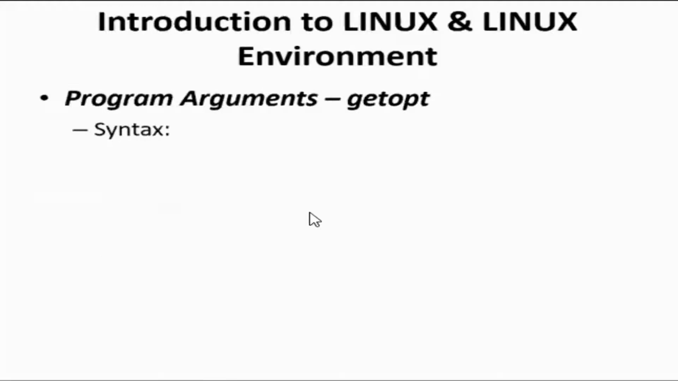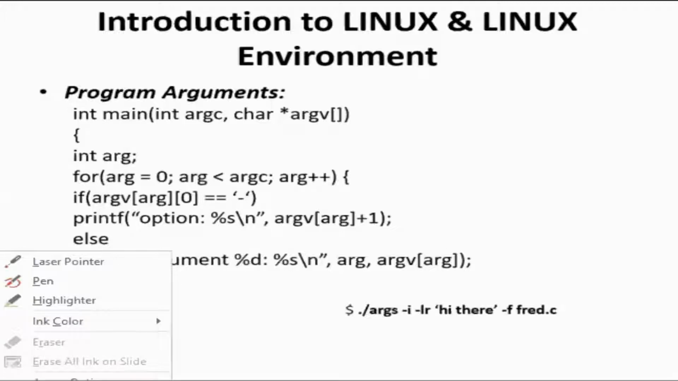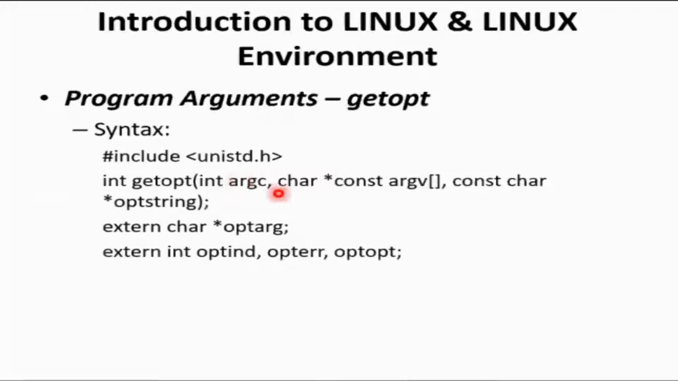So, for example, ./args -i -lr hi there -f fred.c. Within this, argc contains the number of parameters that are available. There is ./args as one argument, followed by -r, then -l, then hi there, then -f, followed by fred.c. So these are the argument count and argument values that are stored in the argument vector.